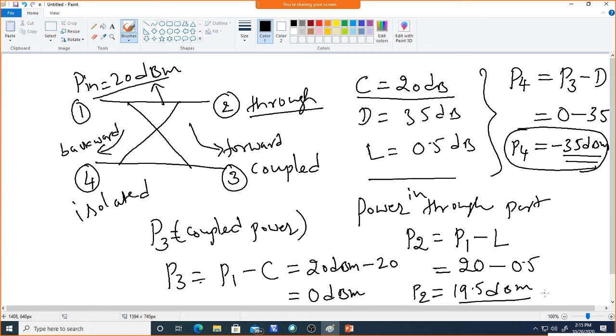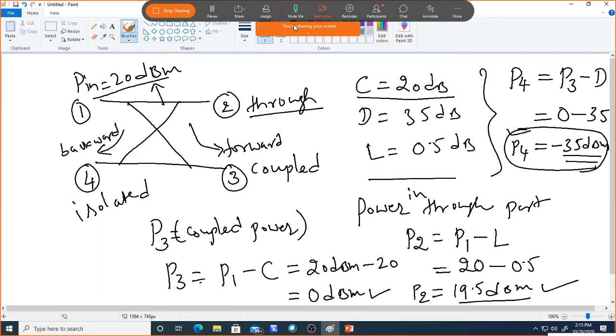And you can also see that the through port has the maximum power. The coupled power is around 20 dB. So these are the corresponding output powers at port 2, port 3 and port 4. This is about the powers going to the through, coupled and isolated ports. So is it understood? Any doubt in this? Hello?